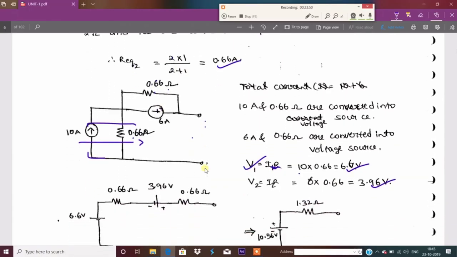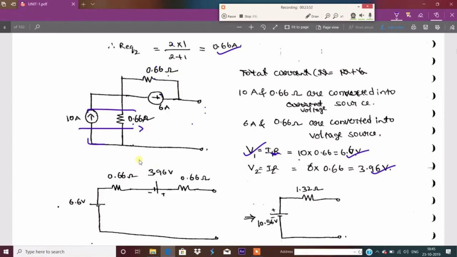Now how to replace this particular circuit? This current source and resistance convert into a voltage source. What is the resistance present here? That is connected in series. As well as here the voltage is connected, and the resistance present here, 0.6, is connected. Now this is a positive and negative terminal.